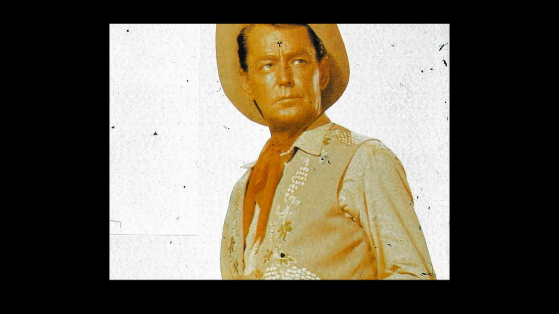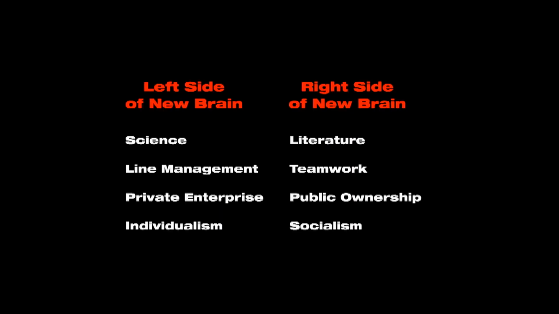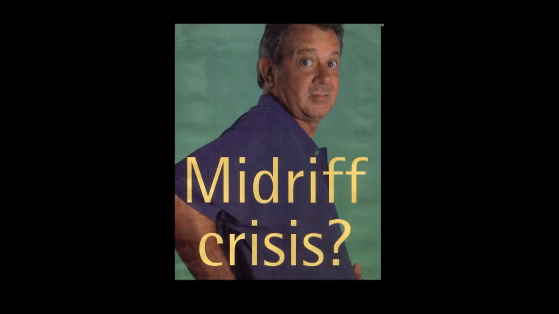But these differences between the two sides are not just in our heads. They are in the systems and societies our brains have created. There used to be a division of labour between men and women. Women changed that. In education, there used to be a division between boys studying science and girls studying literature. In business, there used to be a division between line management versus the unions and teamwork. In politics, we had private enterprise and personal ownership against socialism and public ownership. New Labour changed that.